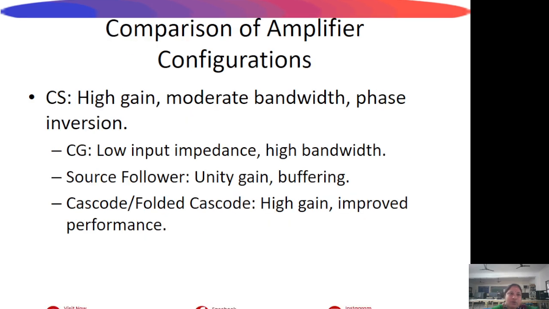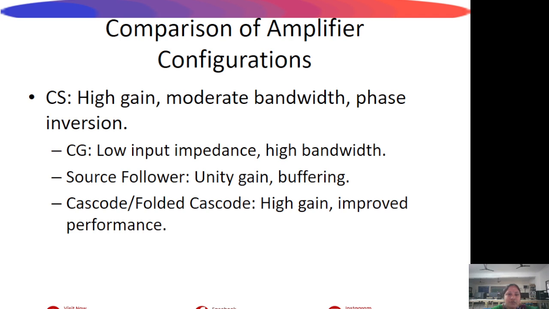Next we see about the comparison of amplifier configurations, what we have seen in the previous slides. Different amplifier configurations serve different purposes. The common source amplifier provides high gain but moderate bandwidth. The common gate amplifier offers low input impedance and high bandwidth. Source followers provide buffering with unity gain.